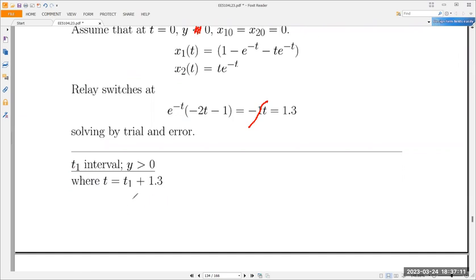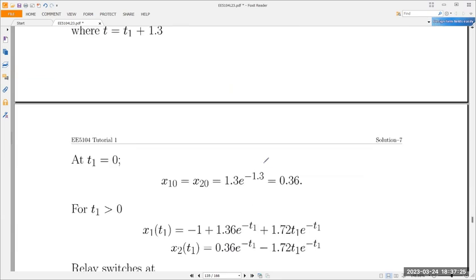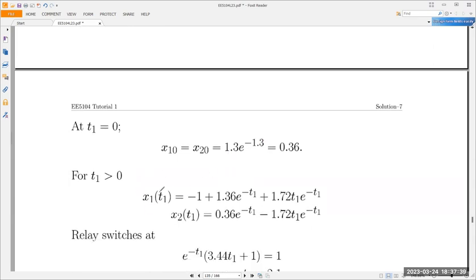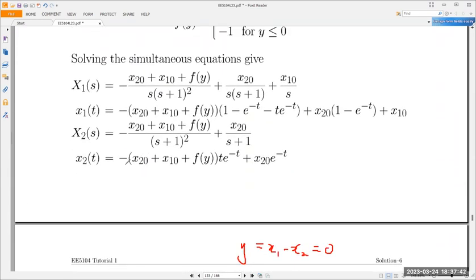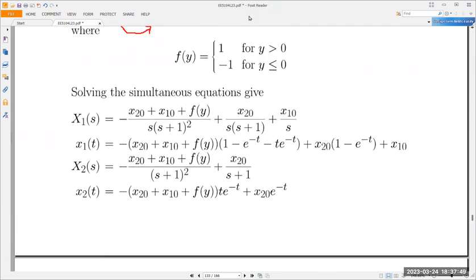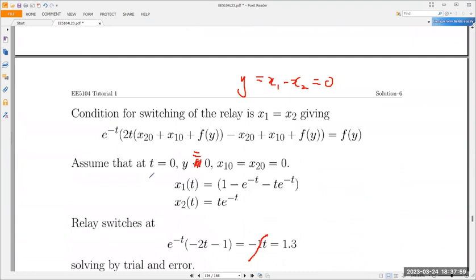So at T1 equals 0, what is the initial condition? We check from here, we put in T equals 1.3. So the initial condition should be 1.3 e to the power minus 1.3. So you stick that in. All right, so if you do that, you got all the initial conditions for the new clock. Then now you got everything here already. This is the initial condition for the new clock. F is now 1, so it's taking 1. T is now T1, so you use the new clock here, same thing. So this equation and this equation now look like that.